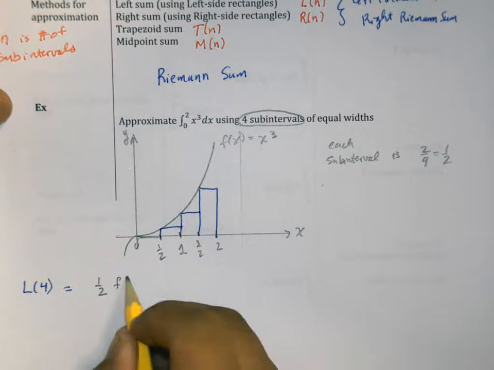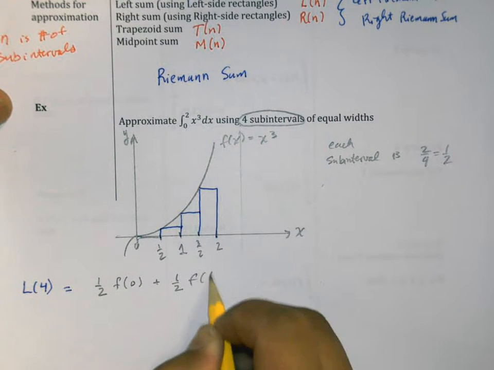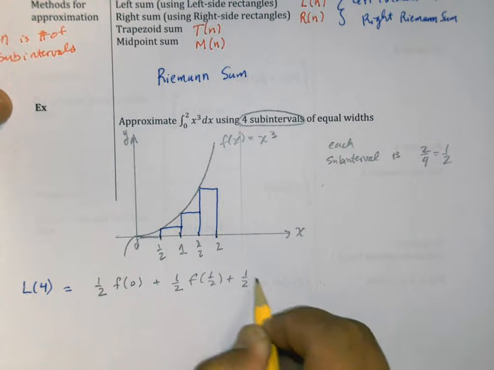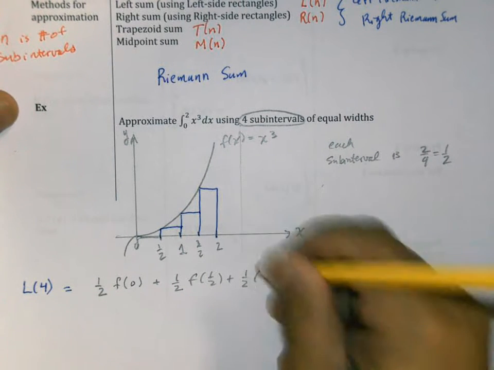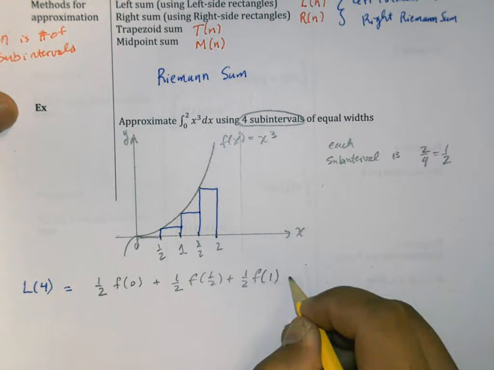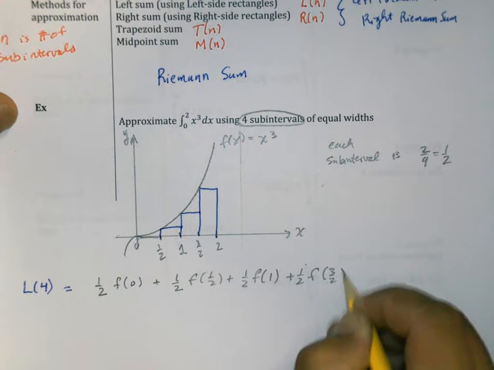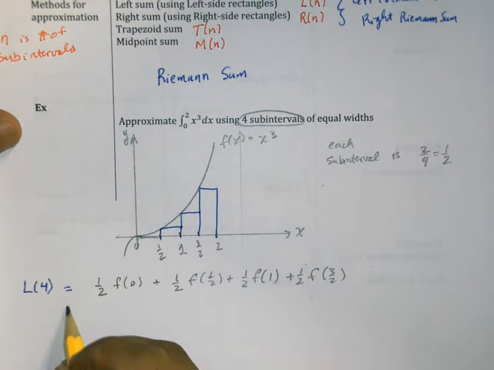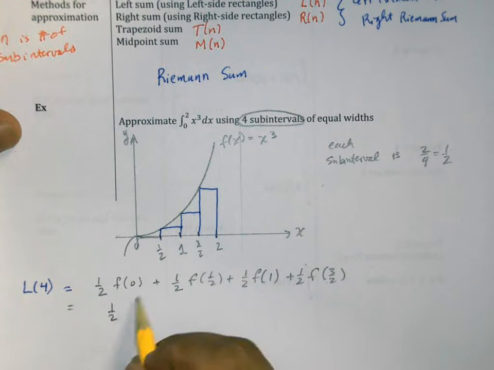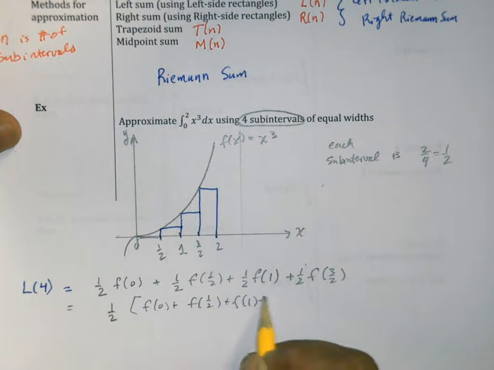Okay? So this is 1/2 times f of 0 plus 1/2 times f of 1/2 plus 1/2 times f of 1 and 1/2 times f of 3/2. So I have 1, 2, 3, 4 sums. So we could factor this out and we get 1/2 times f of 0 plus f of 1/2 plus f of 1 plus f of 3/2.